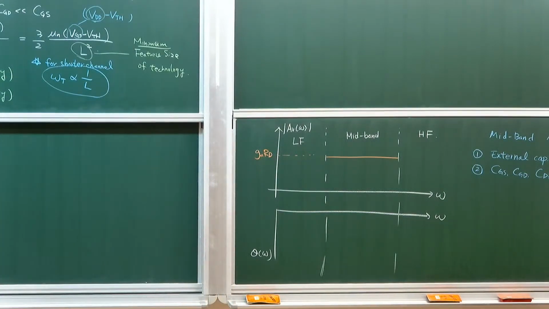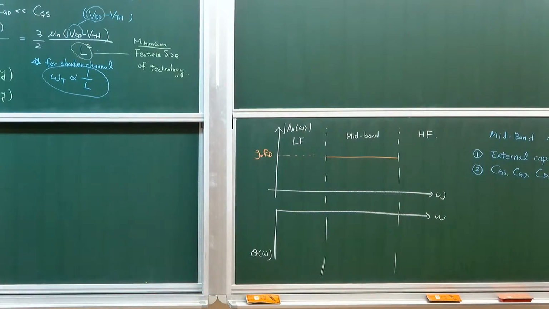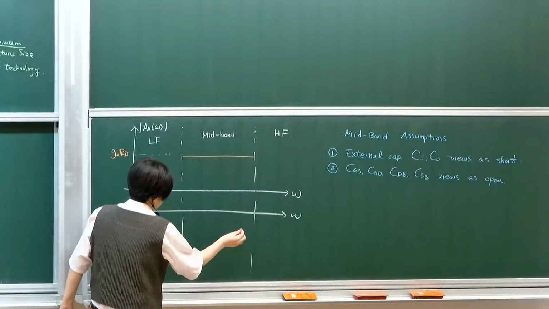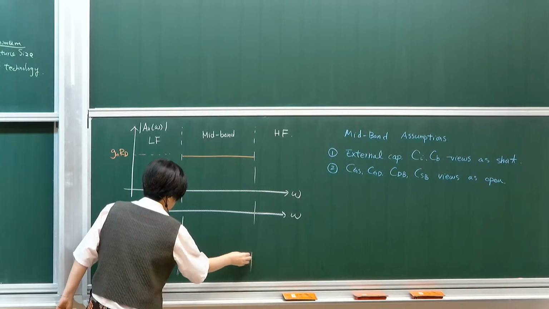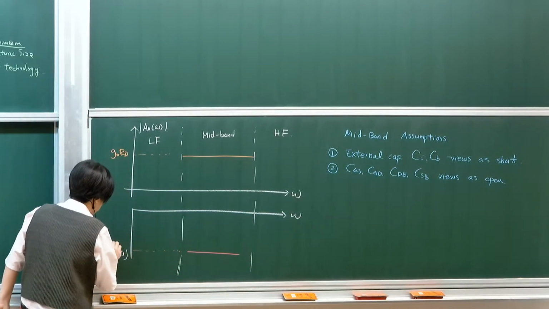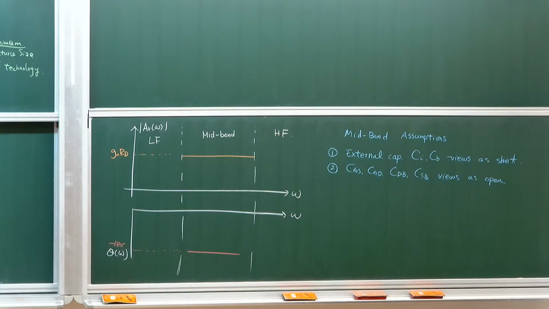And mid-band is an inverting amplifier, so the phase should be minus 180 or 180. This doesn't really matter. It's an inverting amplifier, a common source stage. Okay? So let's look at what happens in the low frequency zone.